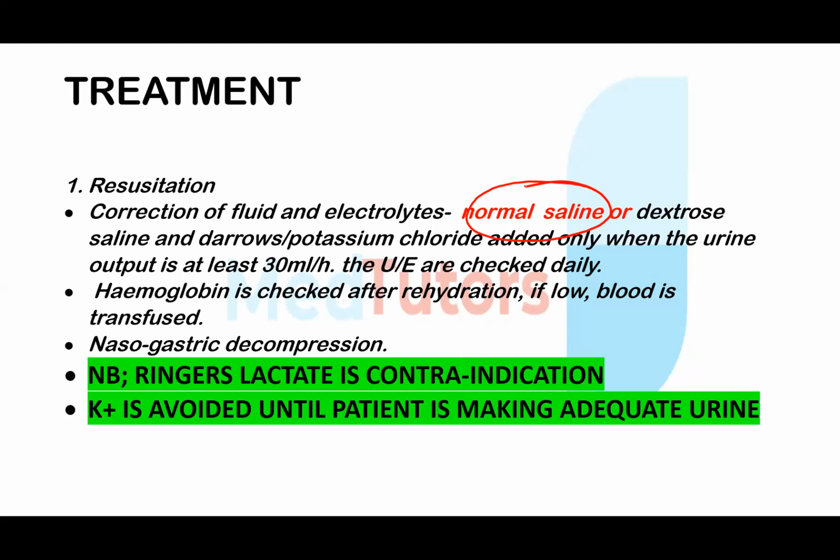Now, please don't add potassium when correcting dehydration until the patient is making adequate urine, at least 30 to 50 mils per hour. Then you check daily urea and electrolytes in the patient. You also have to check the full blood count after rehydration. If there's any anemia, you correct it by giving packed cells. Don't forget, you have to maintain the nasogastric tube for lavage, so that you'll be lavaging the stale feeds that are in the stomach, okay?